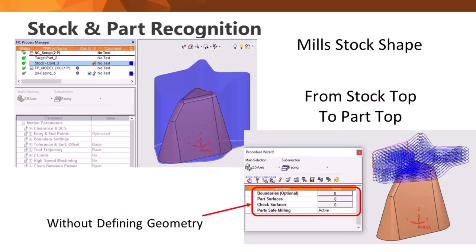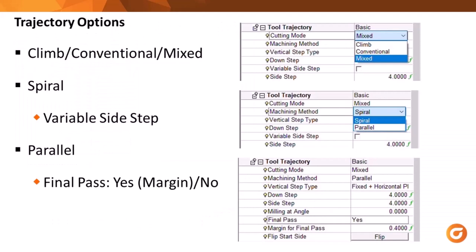All right, the next part we're going to look at is a non-symmetrical part. And again, the facing procedure does a great job cutting the top of the block without selecting any part surfaces or using any boundaries. There's also a spiral option. So if you need to use a spiral cut, you can also use a variable sidestep, which is nice. And it also has a true spiral option to hide any transition lines. And let's take a look at that.